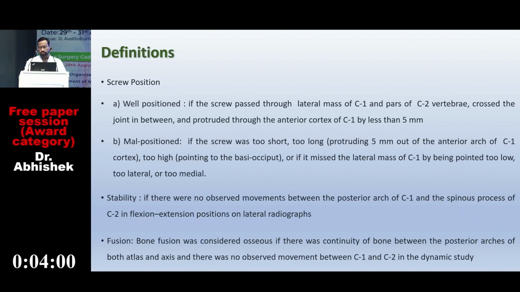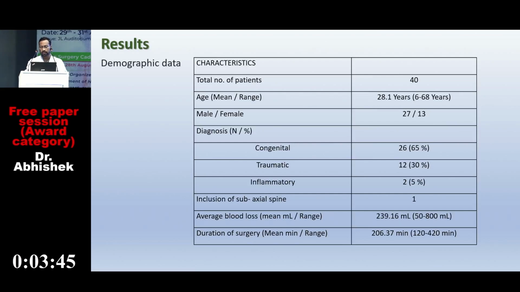Stability: if there were no observed movements between the posterior arch of C1 and the spinous process of C2 in flexion and extension radiographs on lateral view. Fusion was considered when there was a solid osseous fusion between the C1 and C2 bone on dynamic X-ray.